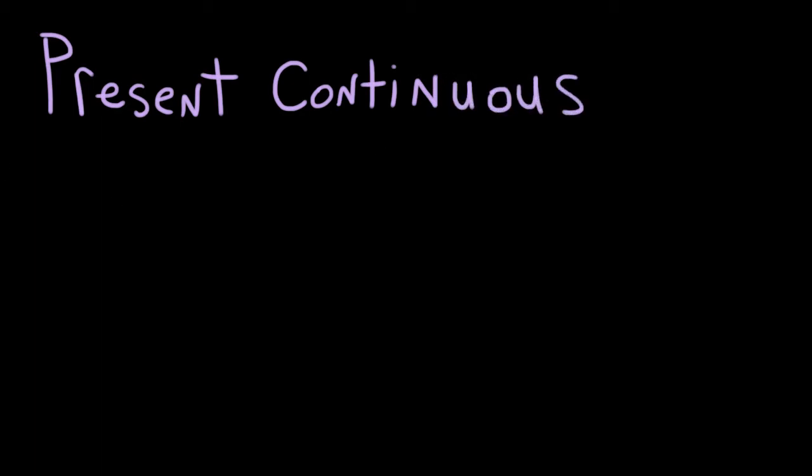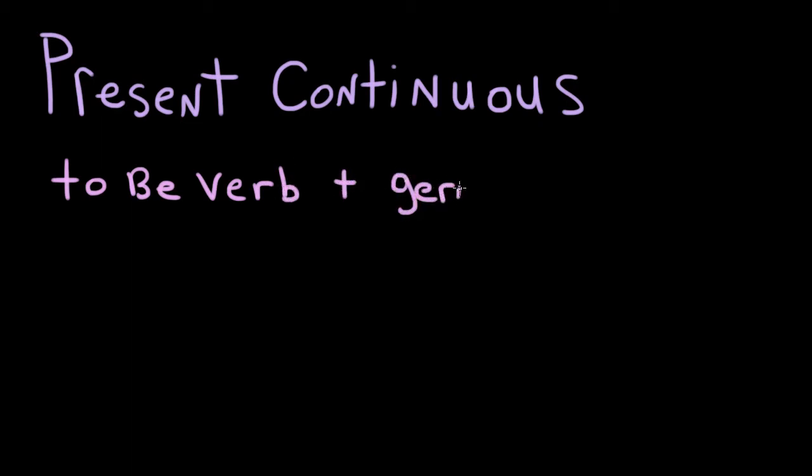Well, the present continuous, if you remember, is the to be verb that goes with the correct pronoun plus the gerund form of another verb, which is the ing form. Okay, so let's look at an example of the present continuous.